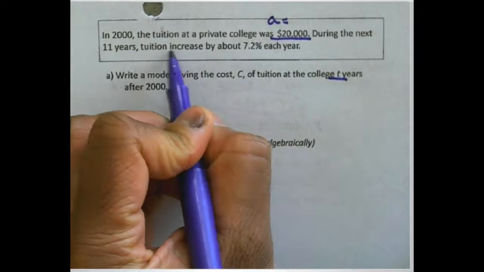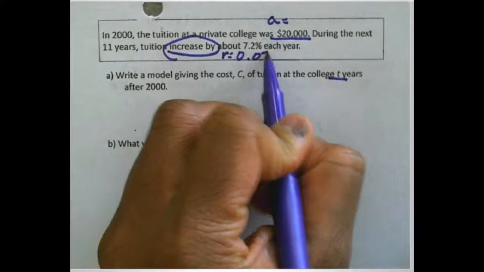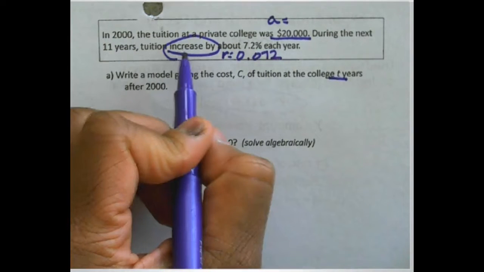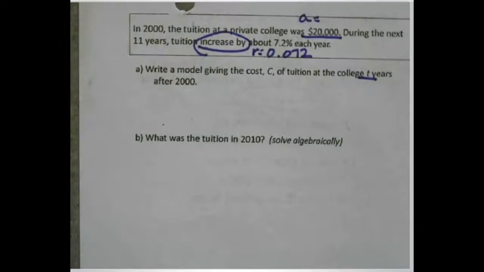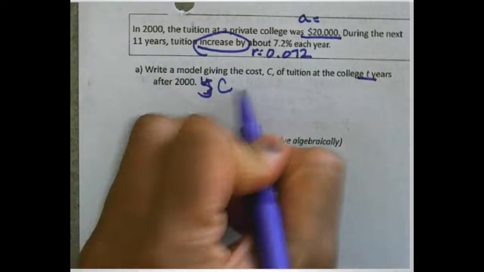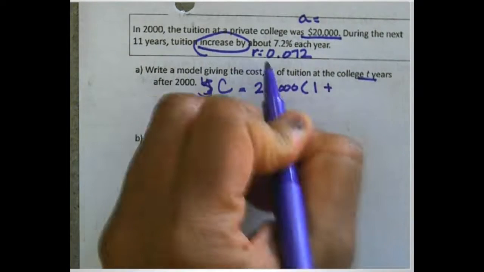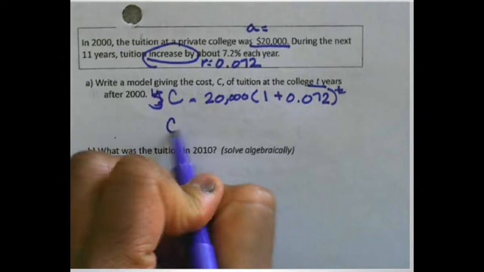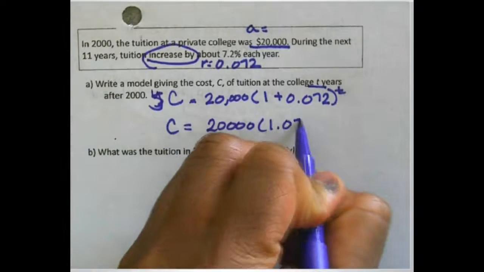So I'm going to label that A. And then it is increasing by 7.2%. So that means my R is 0.072. And this increased by is just telling me that it's going to be going up. So if you could please, let's write down what you think your equation should be. Oh, the cost C this time is not a Y. So C equals 20,000 to begin with, and then 1 plus the increasing rate, which is 0.072, all raised to the T power. So my model is 20,000 times 1.072 to the T.